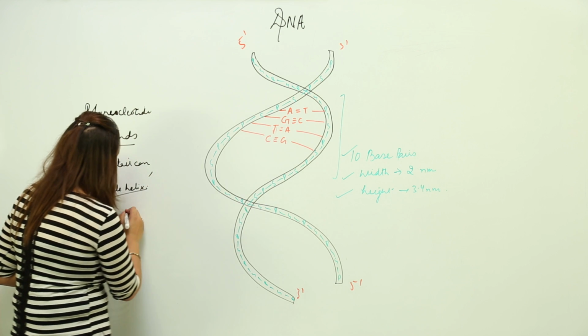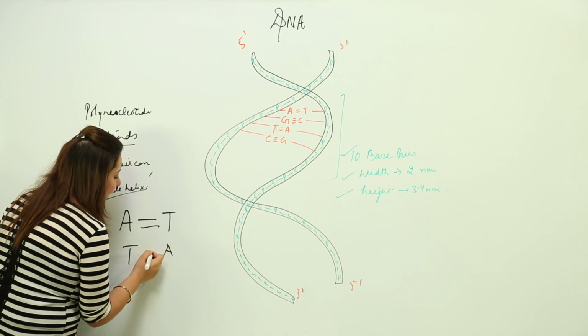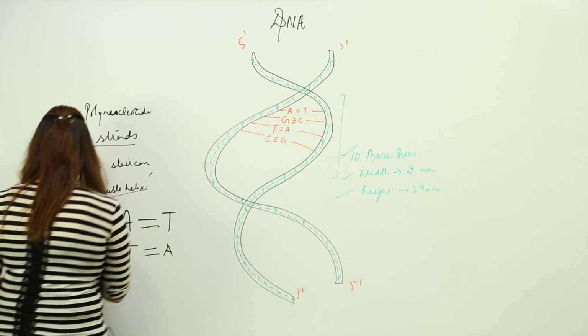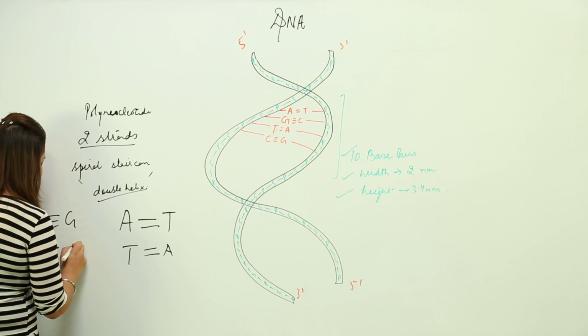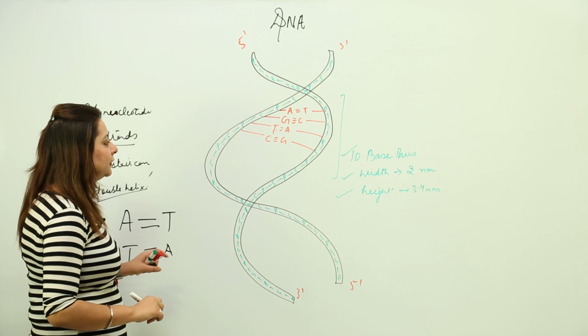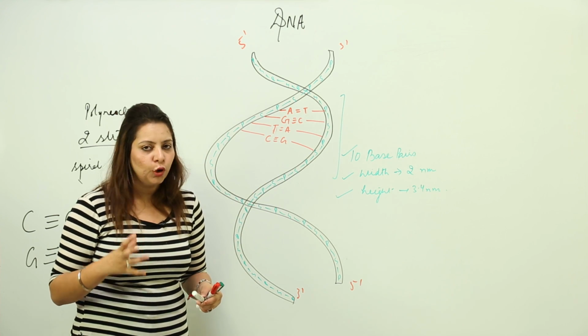As we know, adenine always bonds with thymine with a double bond, thymine always bonds with adenine with again a double bond, cytosine bonds with guanine with a triple bond, and guanine also bonds triply with cytosine. This is how the base pairing occurs, and these bonds are hydrogen bonds.